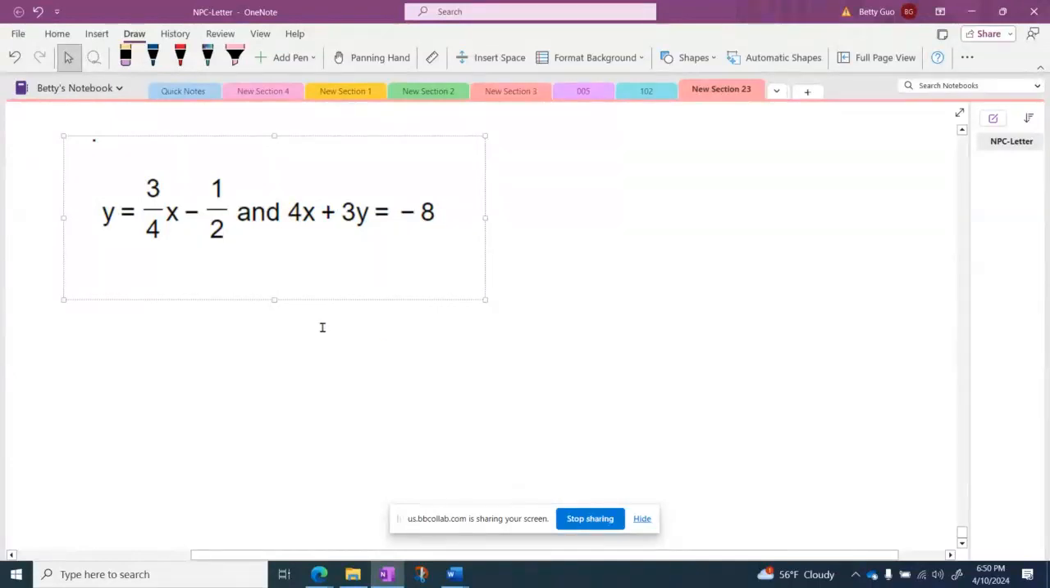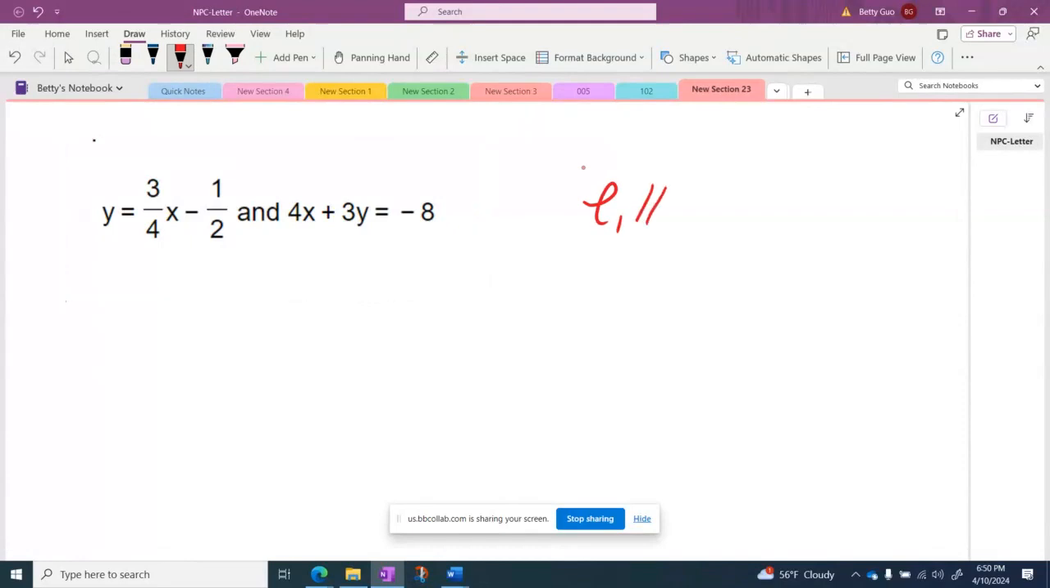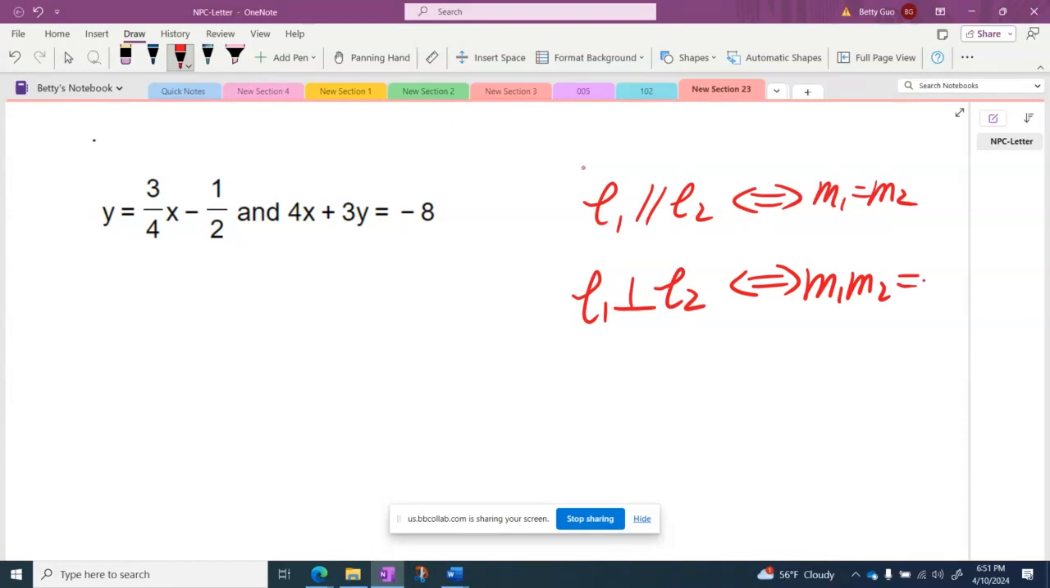The theorem says two straight lines, let's say L1 and L2, are parallel if and only if they have the same slopes. For two straight lines to be parallel, they must have the same slopes. For two straight lines to be perpendicular, their slopes must be the opposite reciprocal of each other, or the slopes must multiply to -1. So that's the theorem we need to apply to answer this question.